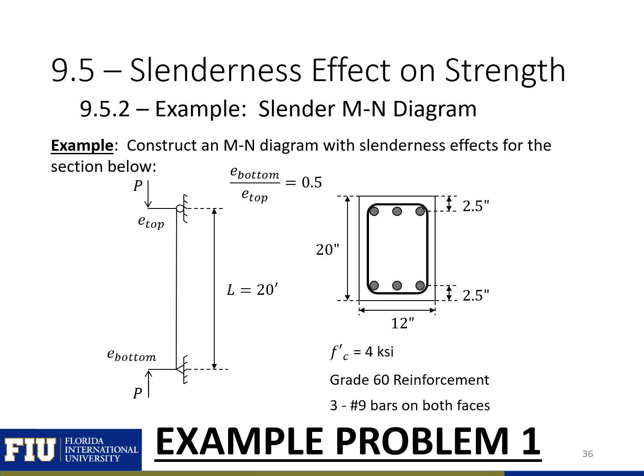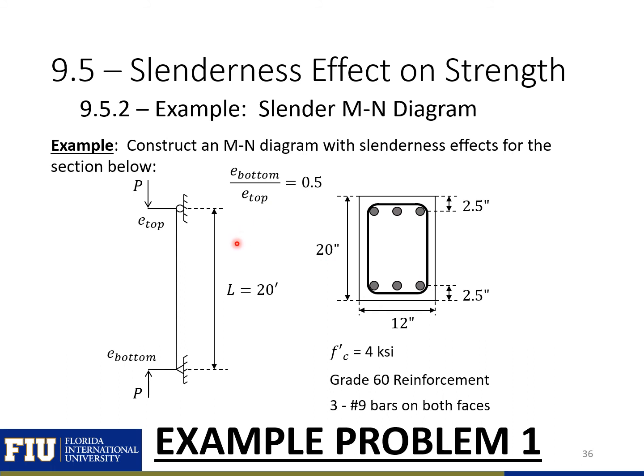For this example, we're going to construct a moment-axial load interaction diagram with slenderness effects for the section shown below. We've been looking at this section in our short column section, so we already have the short column moment-axial load interaction diagram. So we'll see how to modify this to include slenderness effects.